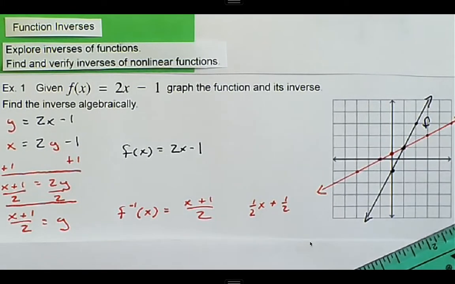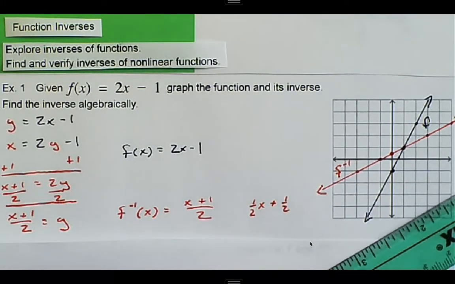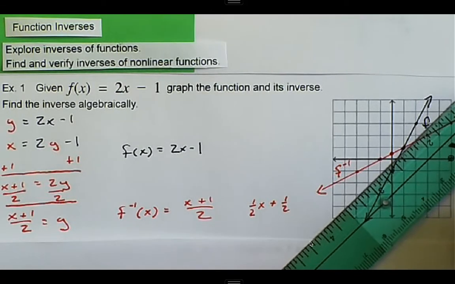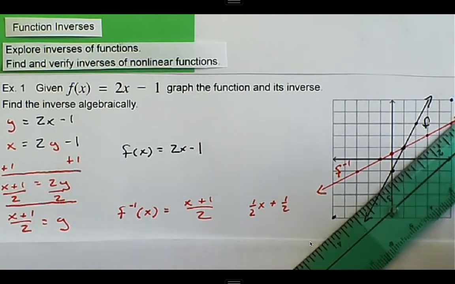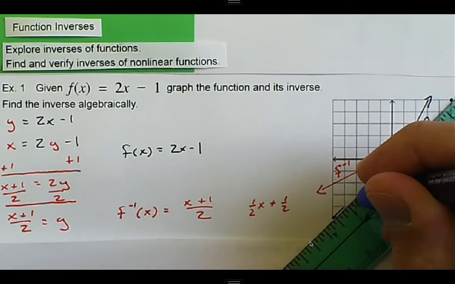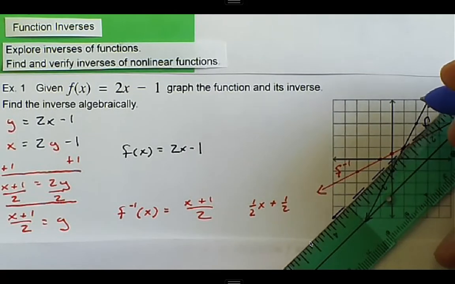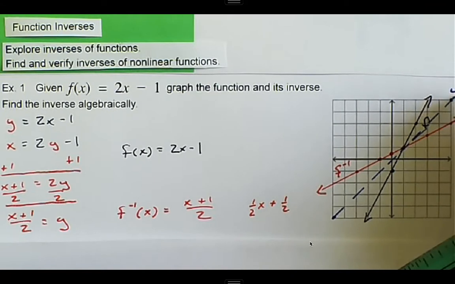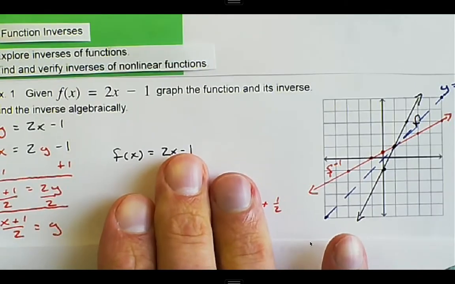And then we can also remember that we have the function inverse. And then we can also remember that the graphs are reflections over the line y equals x. And I wrote that down, y equals x.